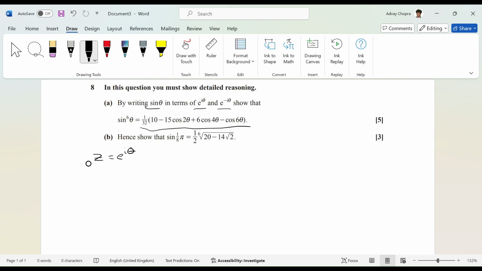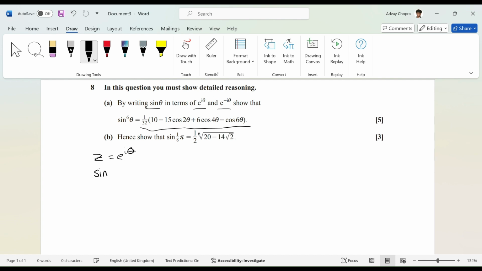Now, what we need to do is show that we have sin^6 θ. So first thing we're going to do is write what sin θ is in terms of e^(iθ) and e^(-iθ). And then from that, once we have what sin θ is, we can find out what sin^6 θ is, and then rewrite it to put it in terms of multiples of cos. So the first thing to do is write what sin θ is.